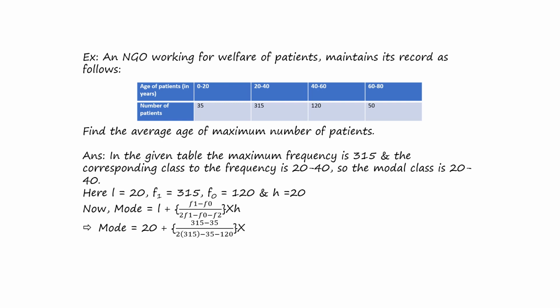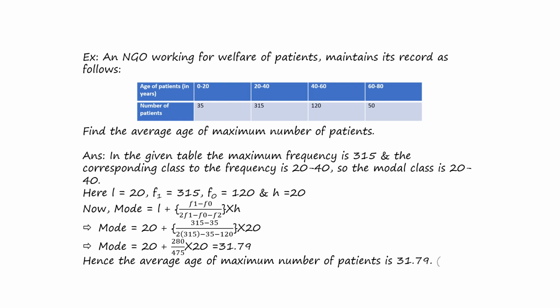Putting the values, we get 20 plus (315 minus 35) whole divided by (2 into 315 minus 35 minus 120) whole into 20, or it is nothing but 20 plus 280 by 475 whole into 20, which is nothing but 31.79. Hence, the average age of the maximum number of patients is 31.79.